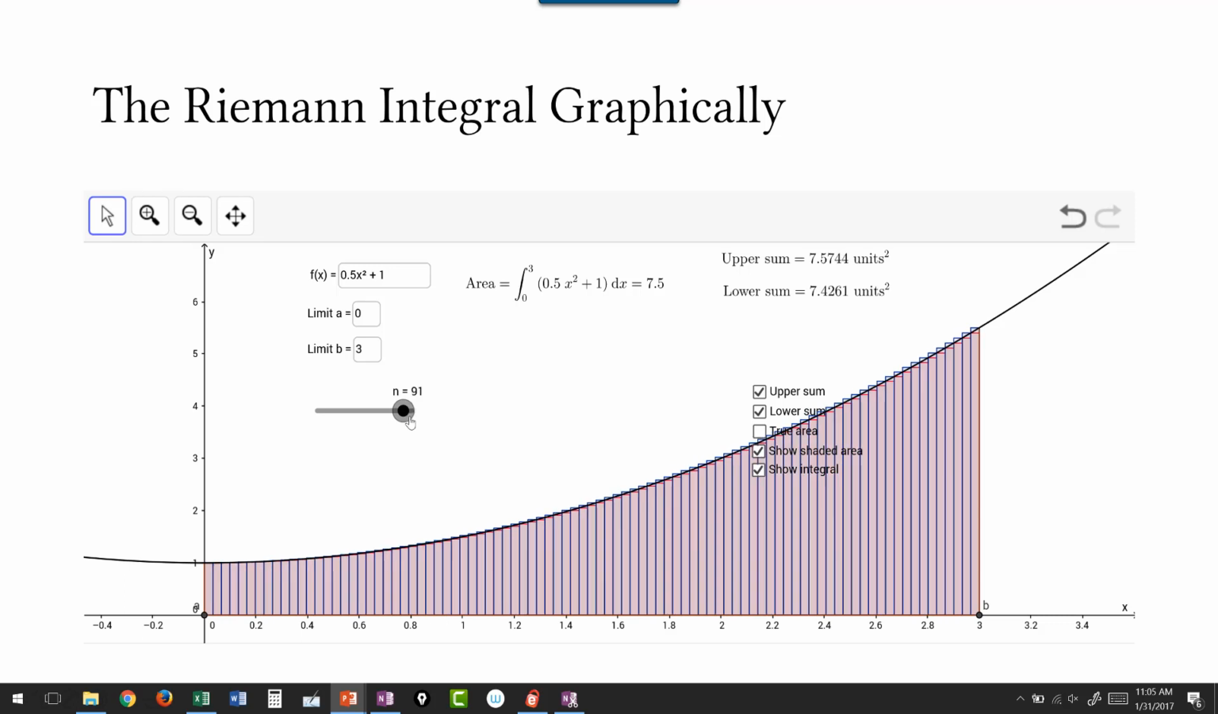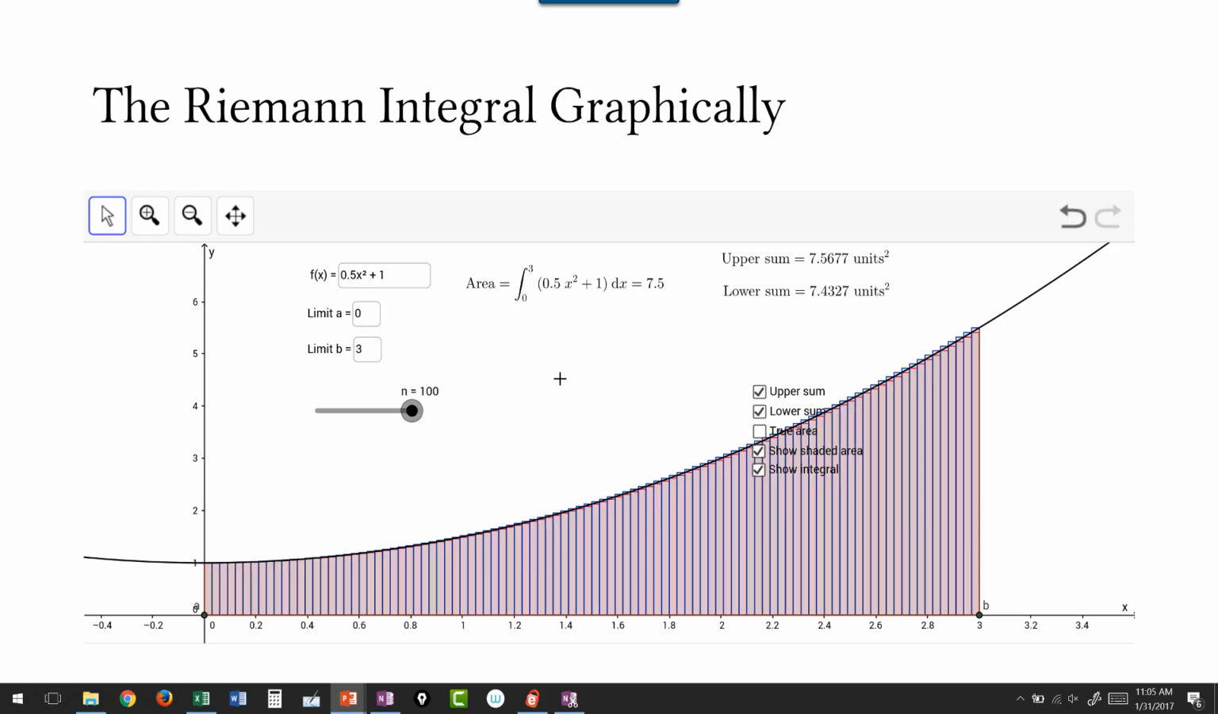Now the best this applet can do is 100 rectangles, and we see there that we are getting even closer to the area under the curve, which is 7.5. We're about 7/100ths too big for the upper sum, and same goes for the lower sum, but we're below the true value there. So I would encourage you to open this in PowerPoint. You can also get to it through the website GeoGebra. We'll talk more about that in class as well, but these sorts of apps are fun to play with and can help sharpen our intuition about what's going on.